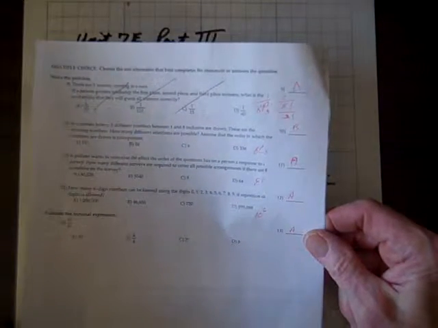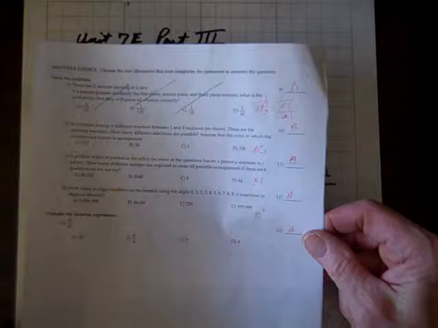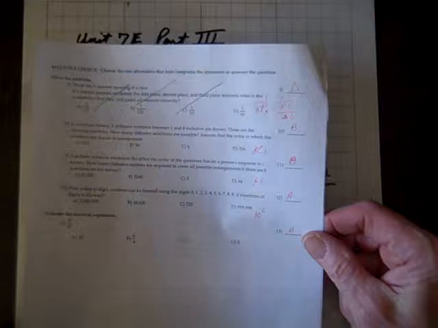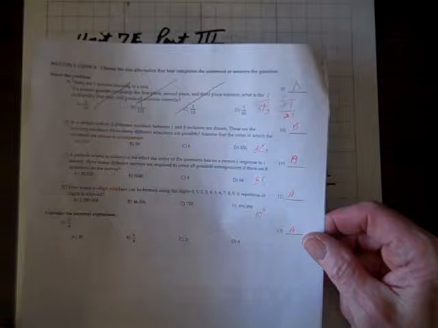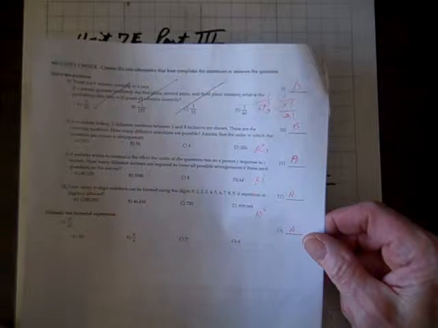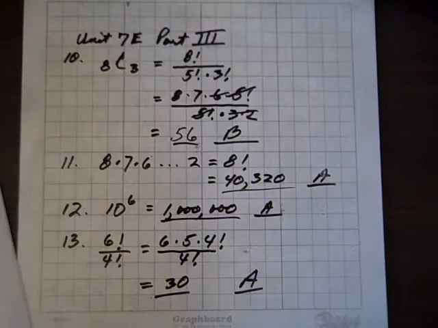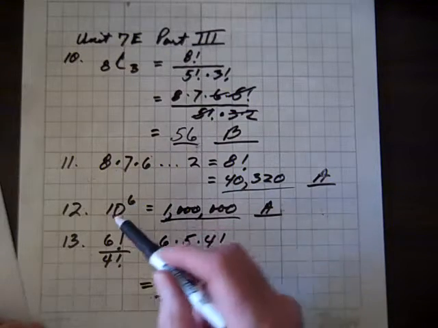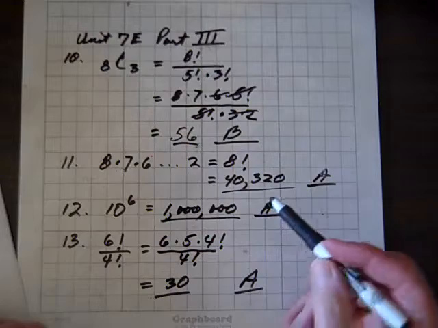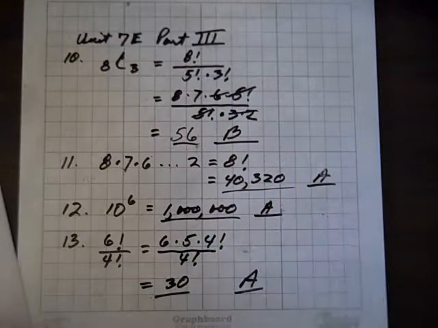For 12, how many 6-digit numbers can be formed by using the digits 0, 1, 2, all the way through 9, if repetition of digits is allowed? Well, how many ways are there to choose the first digit? Well, there's 10. How many ways are there to choose the second digit? Well, there's 10 again, and so on. And we're going to choose 6 digits in all, so that's going to be 10 to the 6, which is 1 million, and that's choice A.